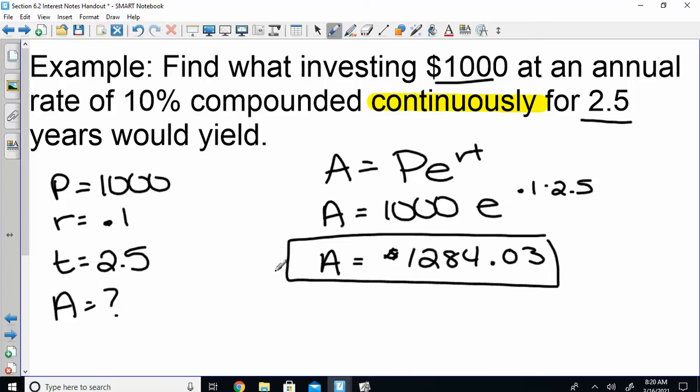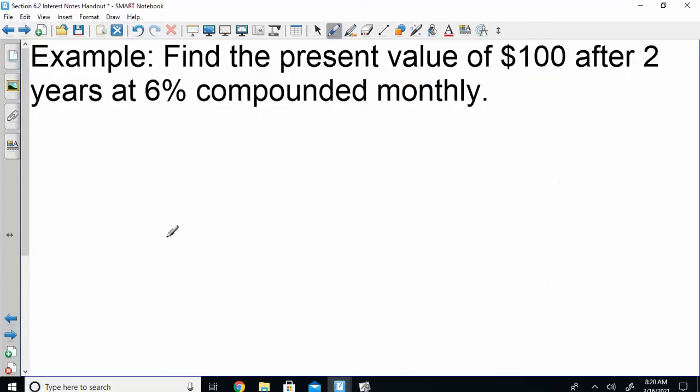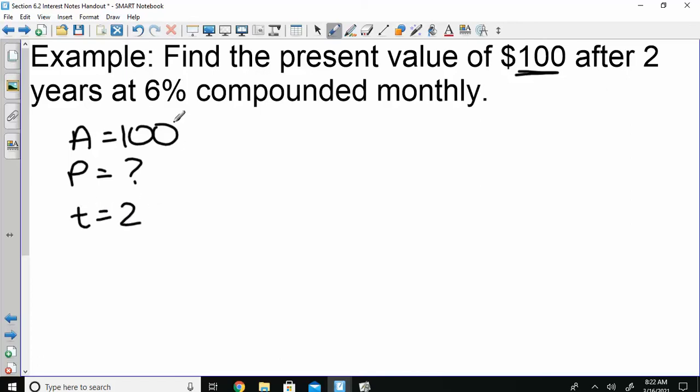I would like for you guys to take a minute and try the next one on your own. At least write down what all your variables are. Find the present value. So that's what I need. So what is the 100? That's our A. So the 100 is what we're going to end with. We're finding the P.